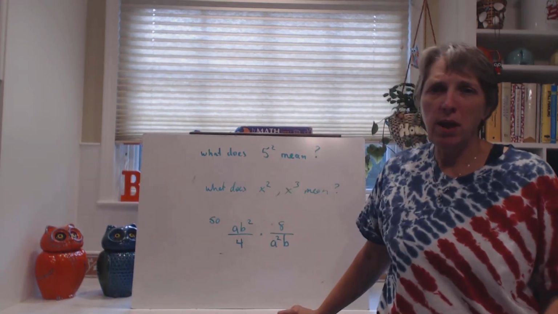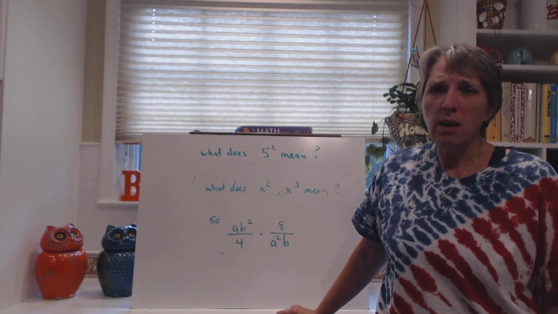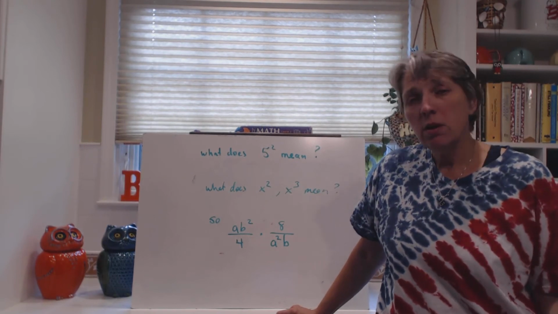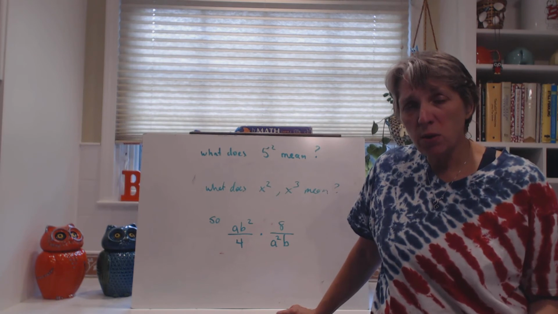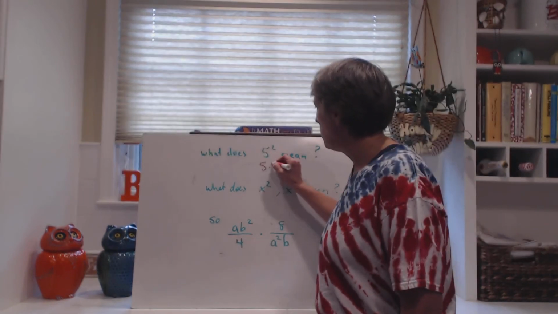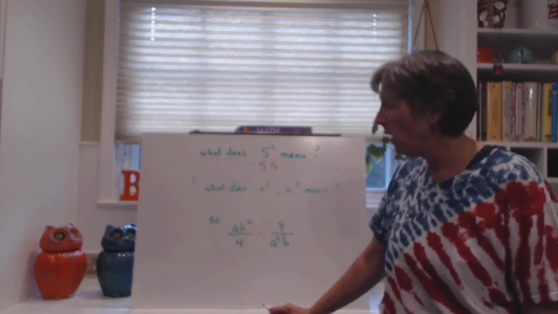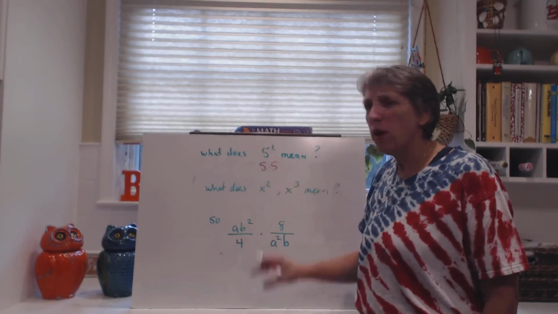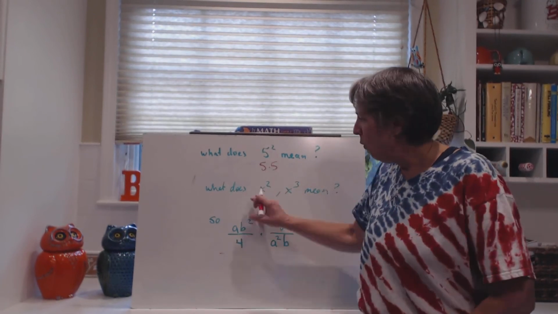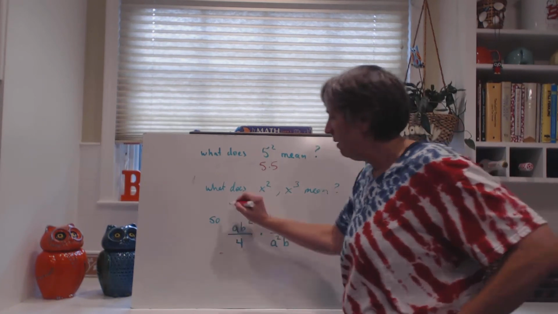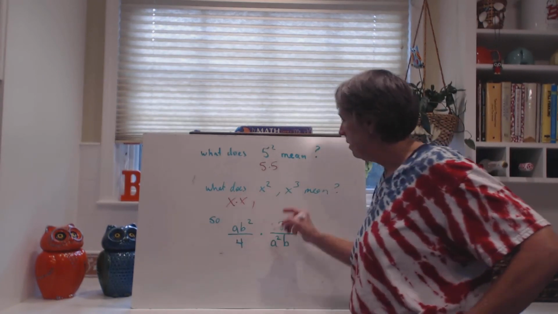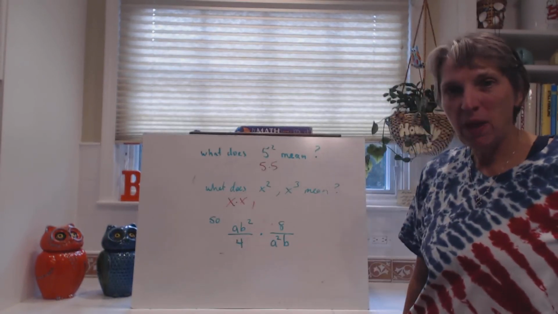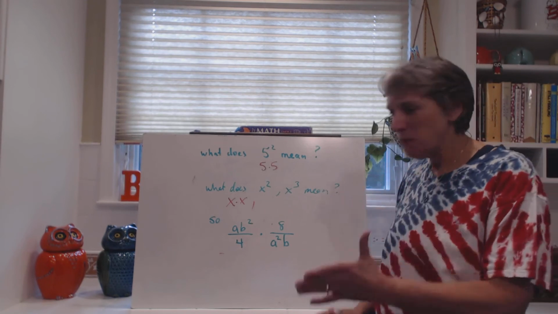What does 5 squared mean? It doesn't mean 5 times 2. It's an exponent that tells you how many times to multiply the base. It means 5 times 5. Okay, so if 5 squared means 5 times 5, what does x squared mean? x times x. What does x cubed mean? x times x times x.